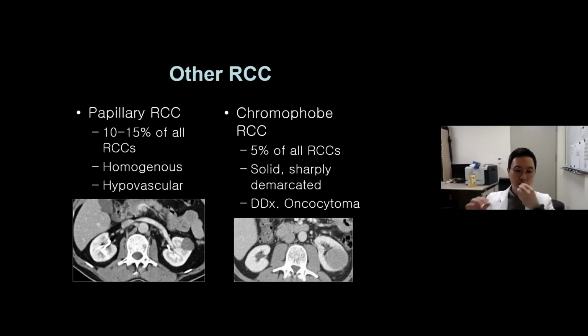And even after a biopsy, when we see the histology of these tumors, oncocytoma and chromophobe RCC share very similar characteristics. As you can see, with this homogeneous and hypovascular type, you may assume that these two tumor subtypes have relatively better prognosis compared to the clear cell type, with a 5-year survival known to be 80 to 90%.